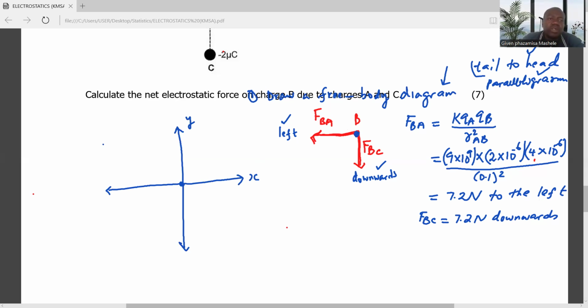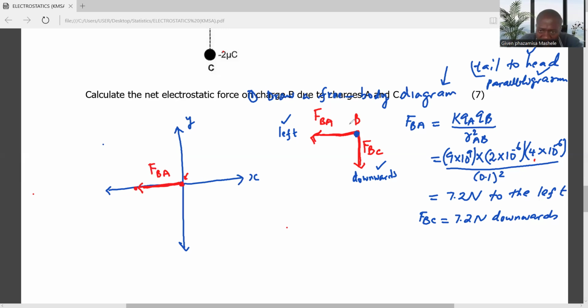So what I'm going to do is use the tail to head method. With the tail to head method, if this is the origin, let's start with the horizontal part, the one moving horizontally, which is the one to the left. So we're going to have, from this, the force on B due to A. Remember, I'm using tail to head, so on the head, I have to put a tail.